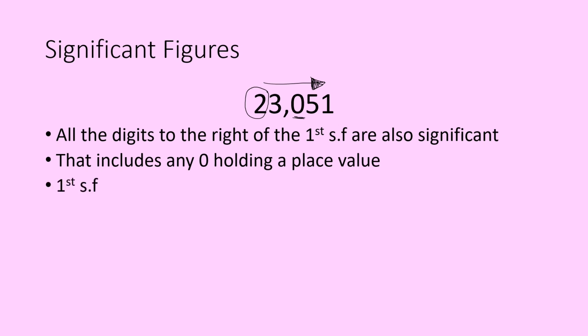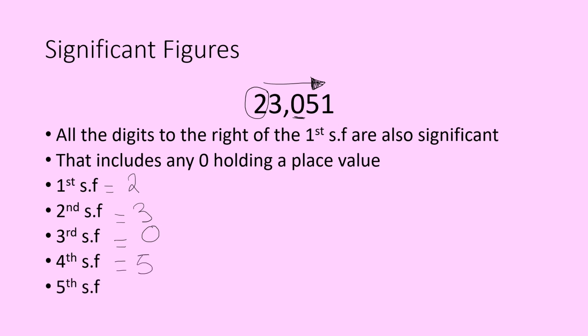So the first significant figure is equal to 2. The second significant figure is equal to 3. The third significant figure is equal to 0. The fourth significant figure is equal to 5. And the fifth significant figure is equal to 1.